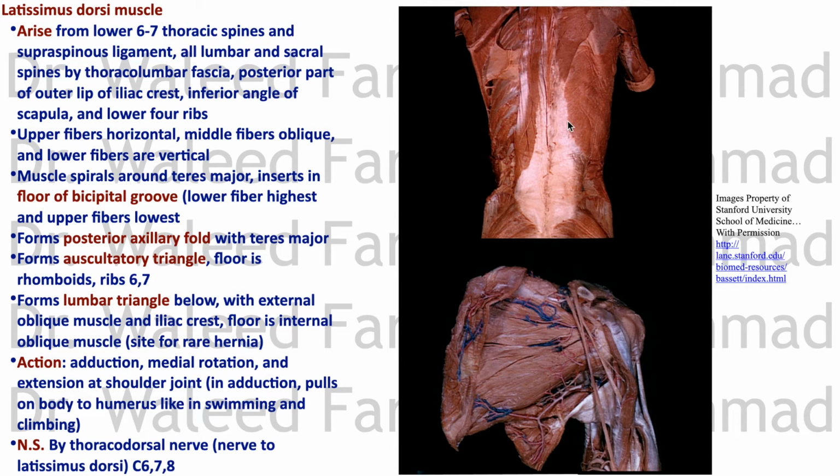This is the muscle you use in climbing, you know, in climbing, in swimming. That's why it has this wide origin, to have a firm grip on the body when doing such activities like swimming and climbing. The nerve supply is by the thoracodorsal nerve, or nerve to latissimus dorsi, C6, 7, and 8.